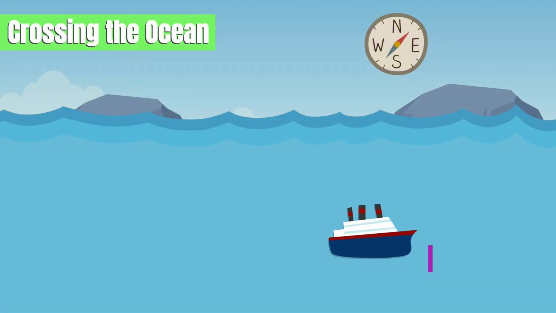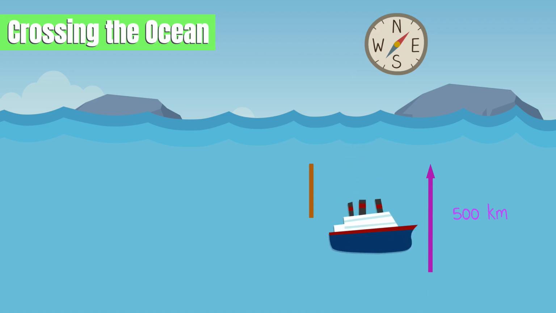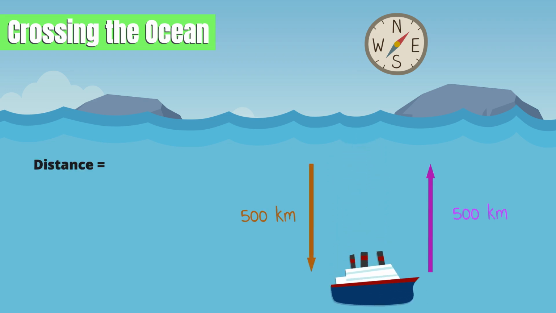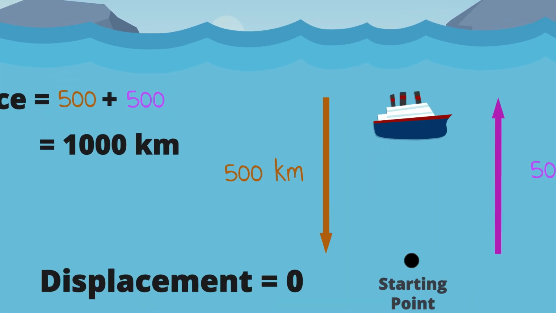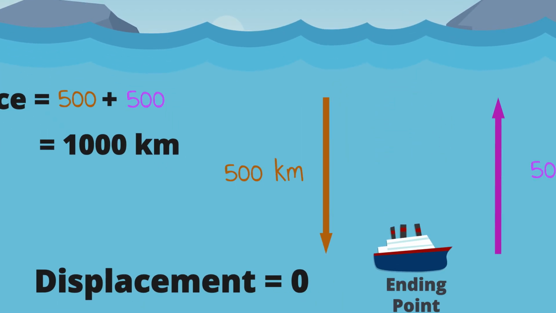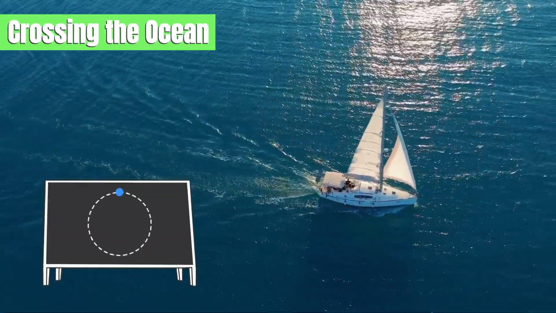Crossing the ocean. A sailor travels 500 kilometers north and then 500 kilometers south. Total distance covered? 1,000 kilometers. But displacement? 0 again. Back to square one. It's like traveling in a big loop and ending up right where you started.